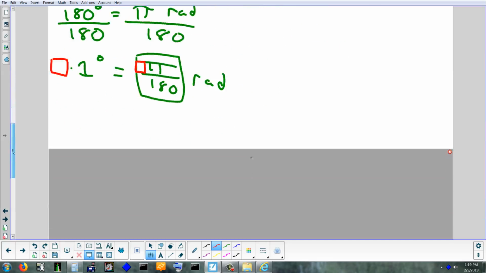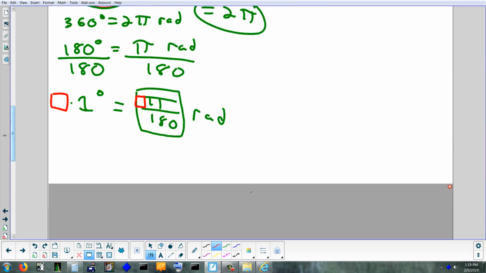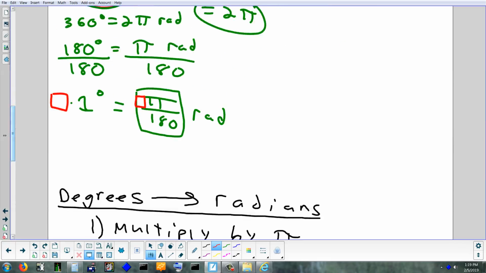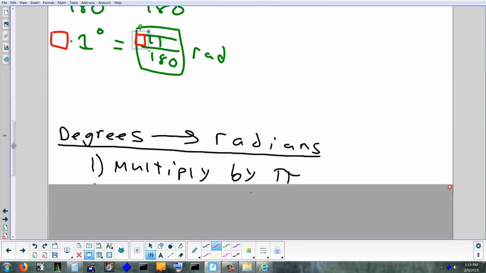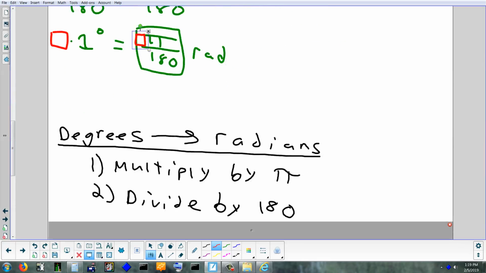So to convert from a degree to a radian, first thing you do is multiply what you're trying to convert by pi. So if it's 6, multiply 6. If it's 2, multiply by 2. Multiply by pi, and then divide by 180. Okay, we're going to go through some examples. But that's the key. Pi over 180. Multiply by pi, divide by 180. That converts you to radians.